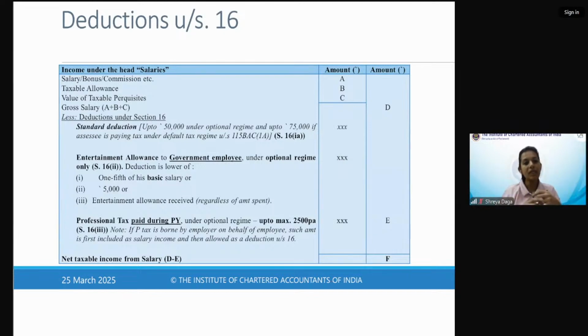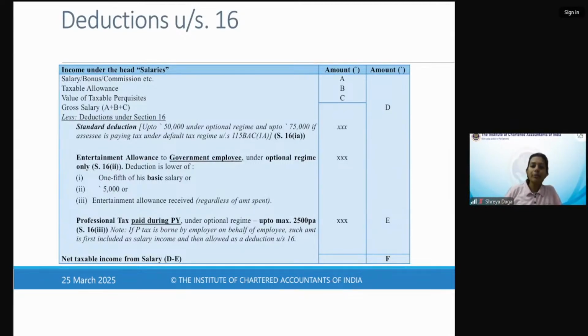Ma'am, then why do we choose optional? And why do we choose default? Because with default, first of all, you don't choose, it's the default regime. Secondly, the tax rates are lower in default regime. That's why it may work out that default regime is better for the employee. So standard deduction is 50,000 under optional, 75,000 under default. And what if the amount of salary is lower than these amounts? Then obviously you restrict it to the amount of salary. Next, entertainment allowance.